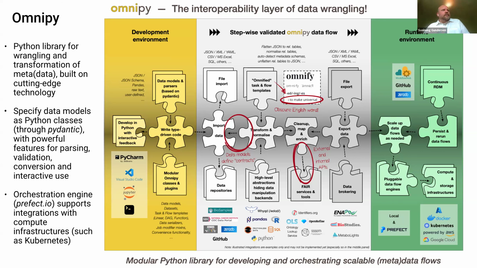So this OmniPy library is a way to specify data models as Python classes, and it provides powerful features for parsing, validation, conversion, and interactive use. It also connects to an orchestration backend that you can use to run these pipelines on compute infrastructure. This is still a bit under development, but it's very much moving towards an actual functioning product. It's also domain-independent, so we can use this for completely other things than genomic annotations.